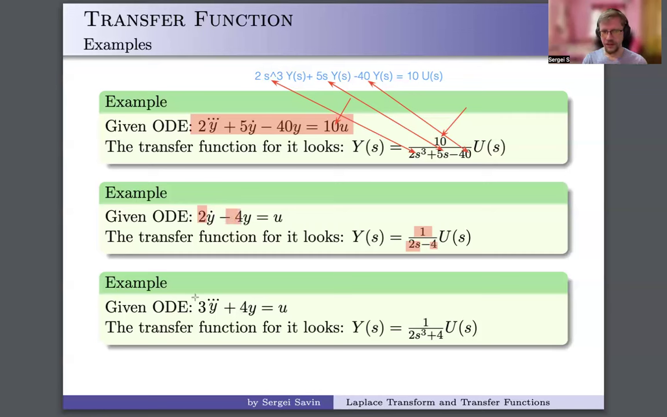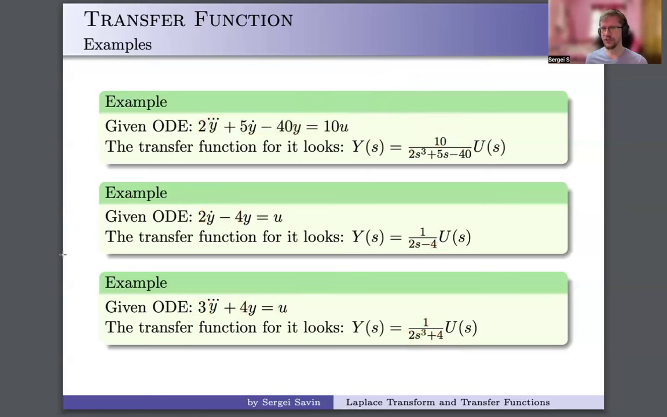Okay. The last example, 3y triple dot plus 4y equals u. So again, numerator is 1 because 1 here. 3s cubed, because it is 3y triple dot plus 4y. So it gives us 4 because 0 derivative, so s to the power of 0. That's it. So that is how you get transfer functions.